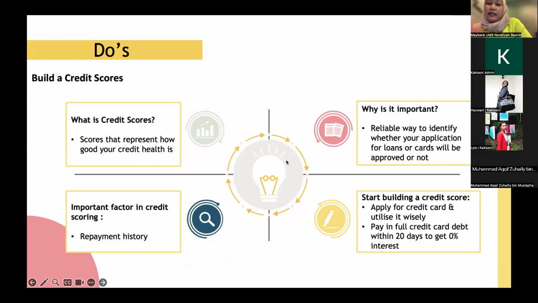Okay, so a credit card is actually not that bad, because usually when I ask people, they talk about how credit cards are bad. Actually, a credit card is something that can help you to build a credit score, which is a score that represents how good your credit health is. It reflects your repayment history, so it is important because it will become a reliable way for the bank to decide whether your application for any credit facility will be approved or not. Okay, next.